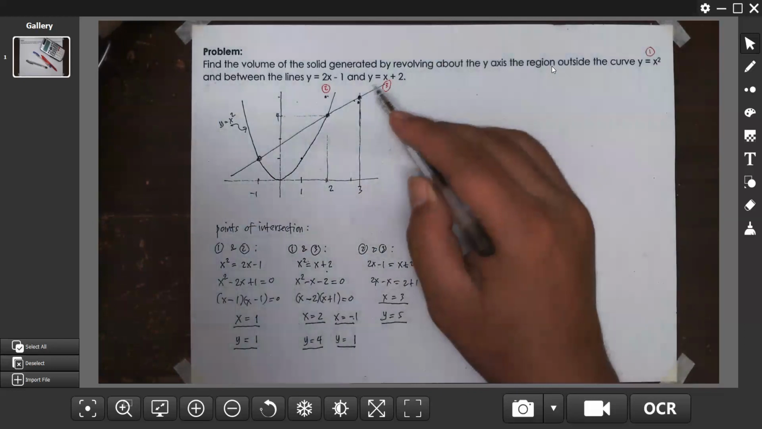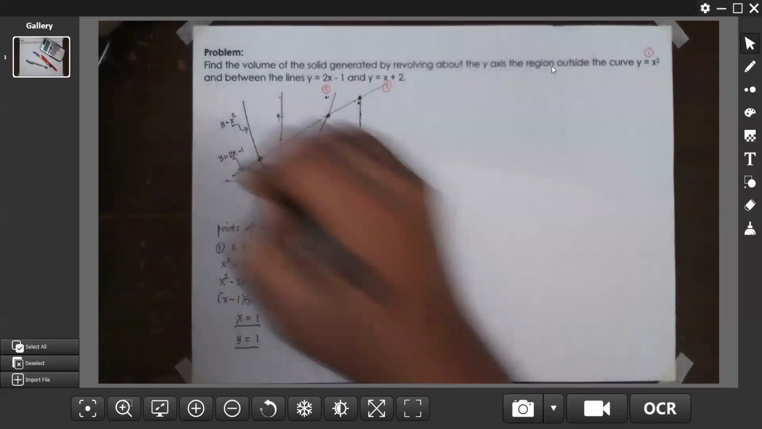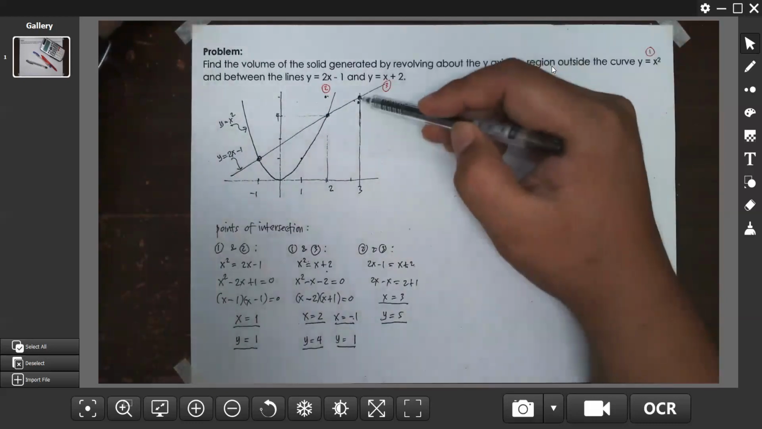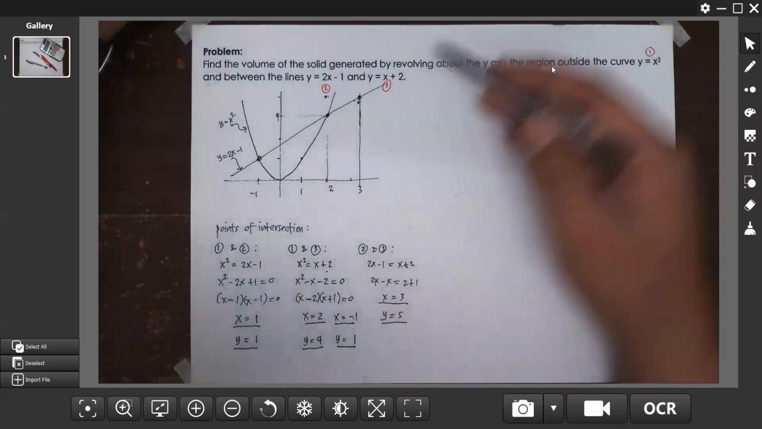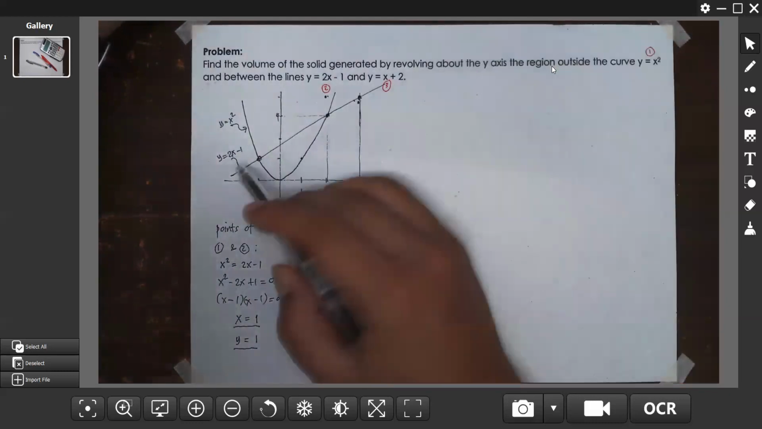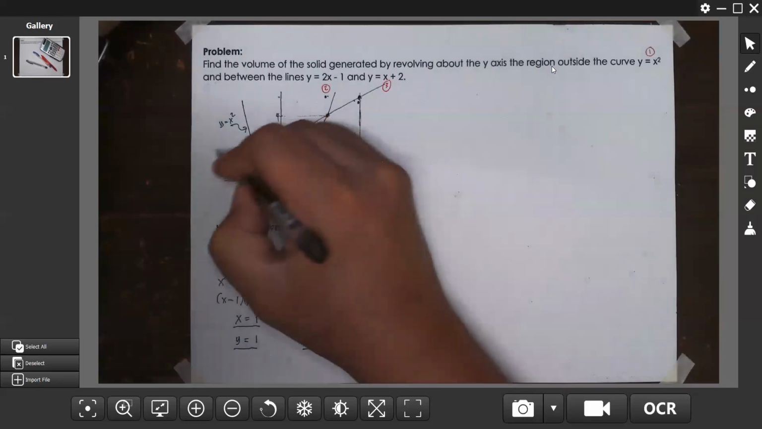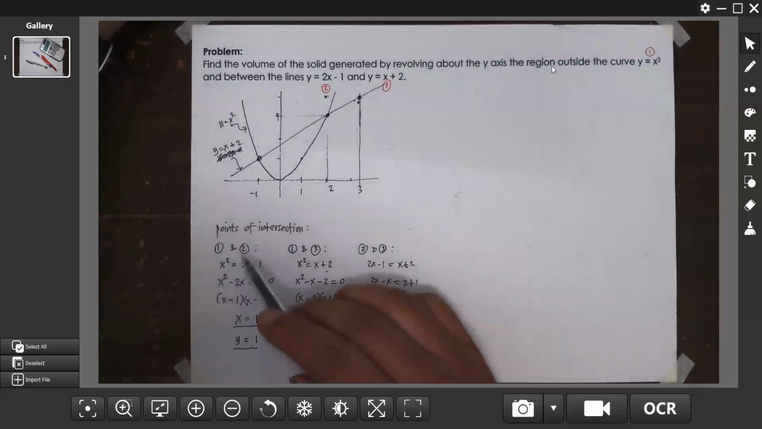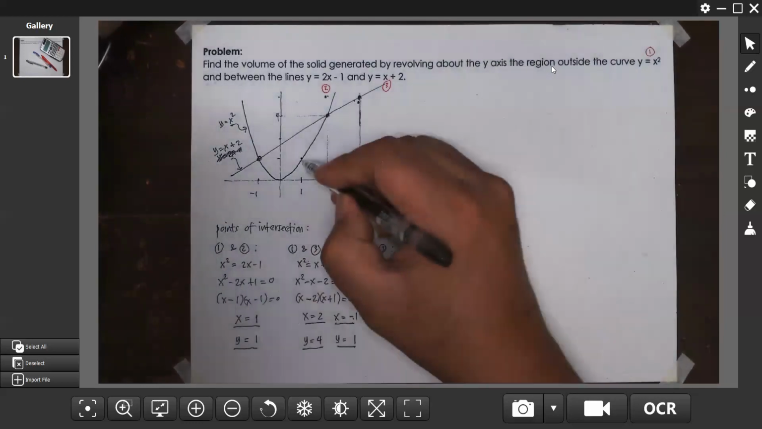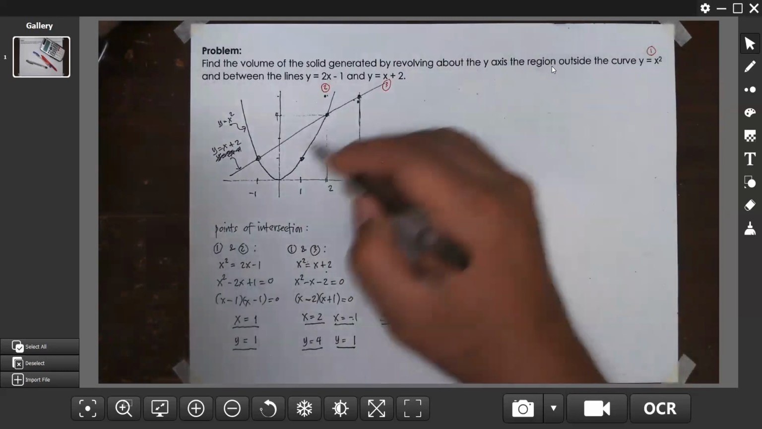And what's the graph of equation 3? This is curve number 2, y equals 2x minus 1. For curve number 3, this is y equal to x plus 2. Curve 2 and curve 1 will intersect at the point 1, 1. So, the graph is this.